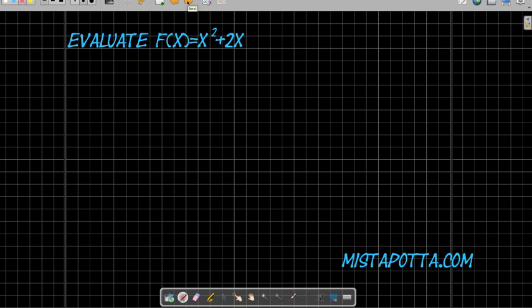So I've got a function here. I want to evaluate f of x equals x squared plus 2x for the following value. So I'm going to start off by saying x equals 3. Then I'm going to say let x equal some variable a. And I want to do it a third time, and I want to say let x equal the expression 2h minus 1. Now all of these use substitution.